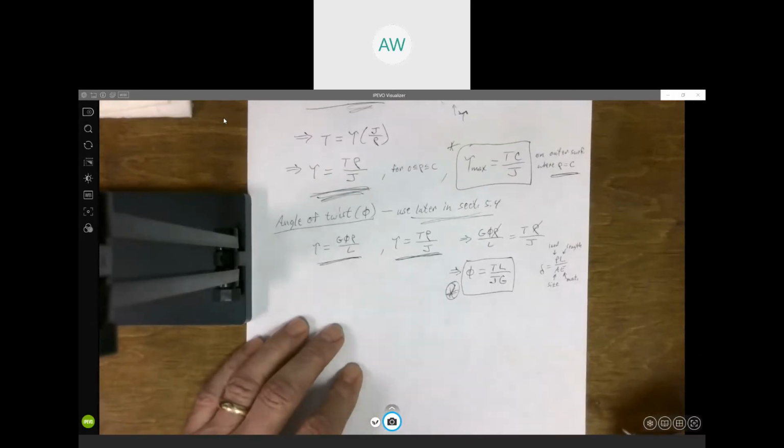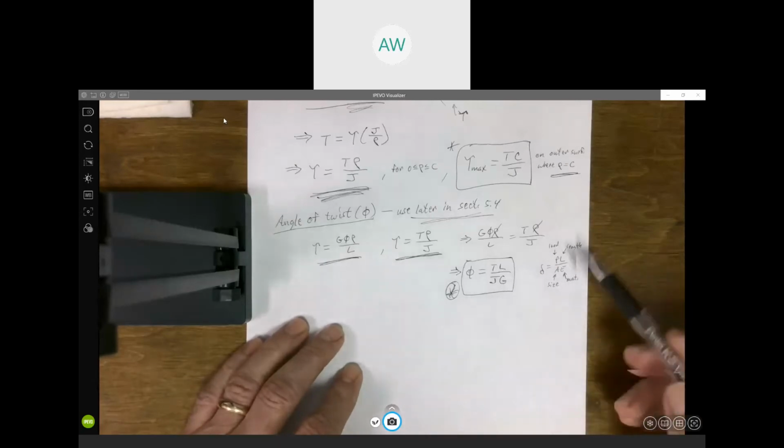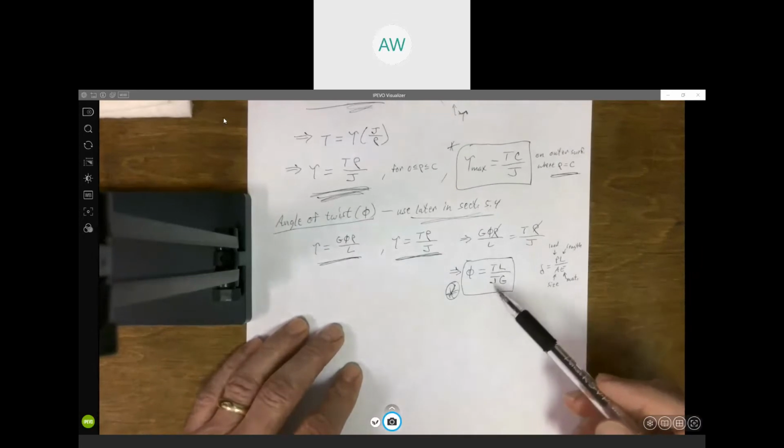Aluminum's not as strong as steel. It's going to stretch more. Those were the 4 things that factored in or determined how much the thing was going to stretch. The load, the length, the size, and the material. But notice this is the same thing, right?